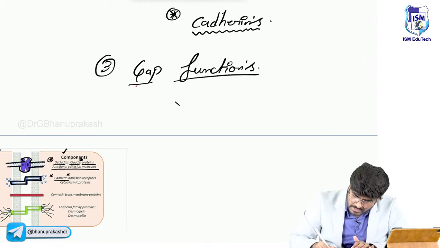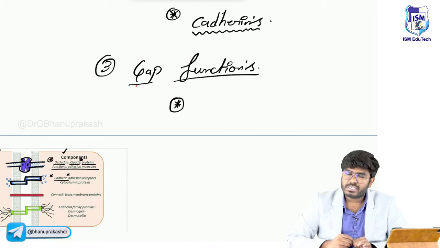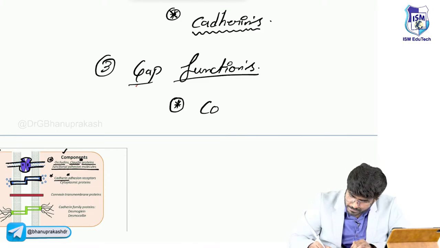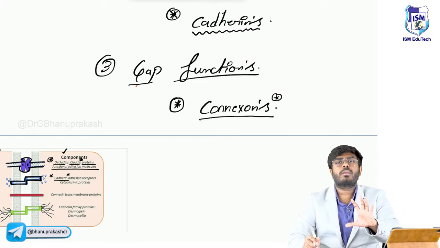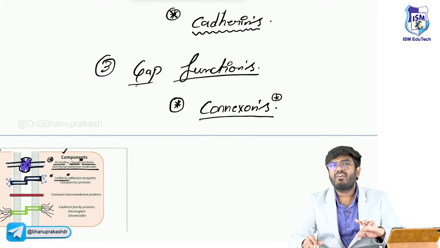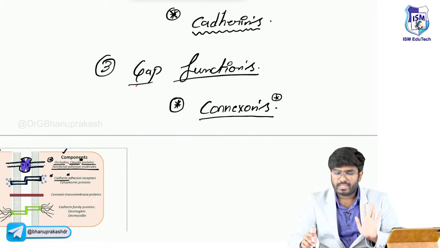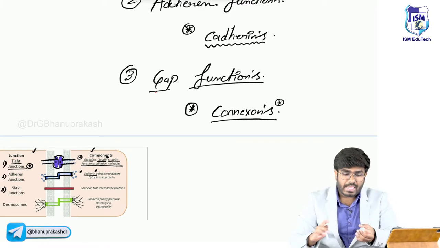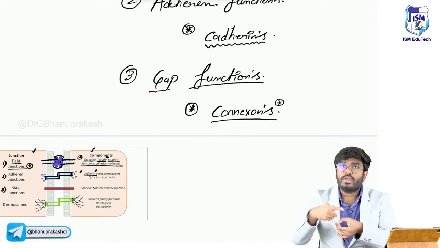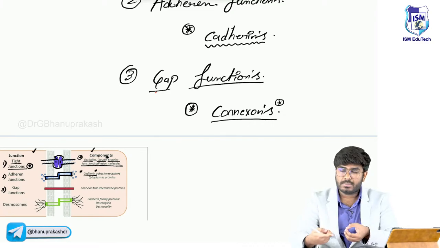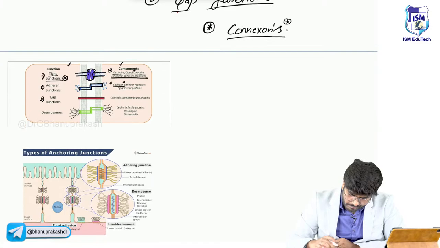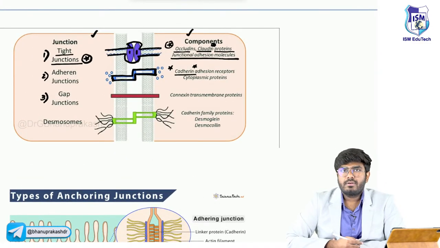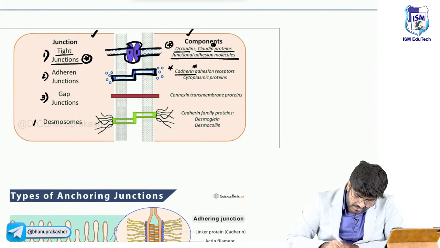Gap junctions are formed by connexons. These connexons are made up of connexin. That's not that important, but anyway. Connexons are involved in the formation of gap junctions, where the substances are going to be exchanged between the cells. And the last one which I want you to know is the desmosomes, the superhero.